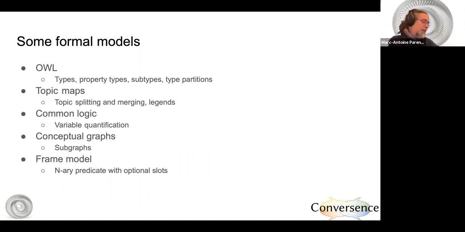And one thing that's a bit more higher level in OWL that I think is really important is the notion of type partition. So you can say this type, this type, this type, this type are mutually exclusive. If something is one of them, it cannot be of the other.